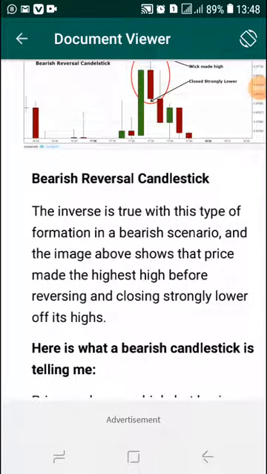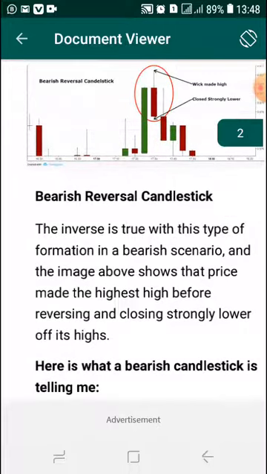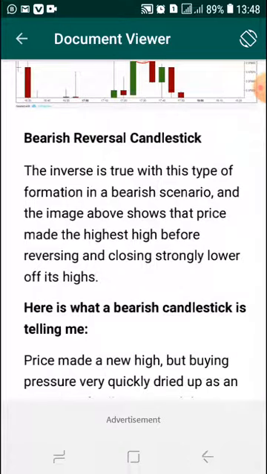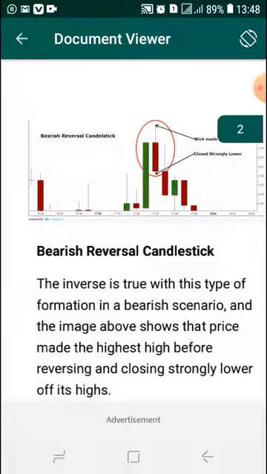All right, let's continue part 2. The bearish reversal candle is the inverse, which is this type of formation in a bearish scenario that you just saw here. And the image above is showing us that the price made the highest high, which is right there where you see a wick made high, in the circle with an arrow.